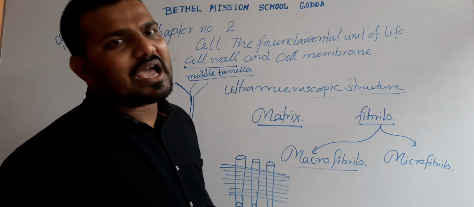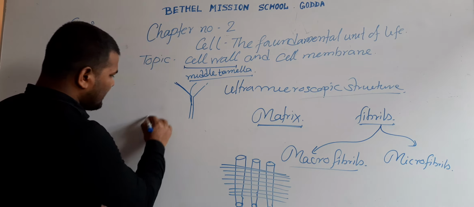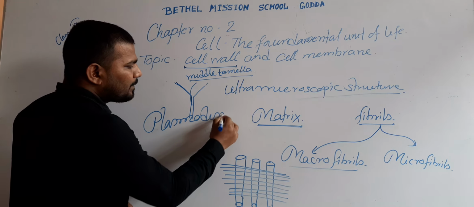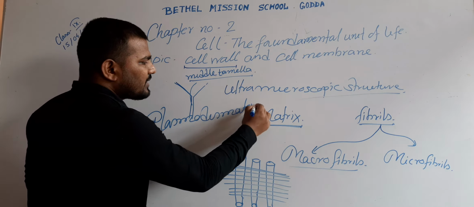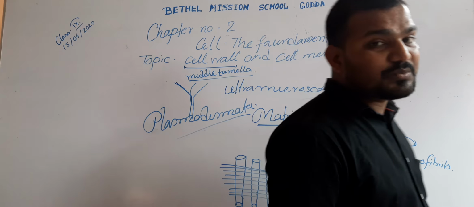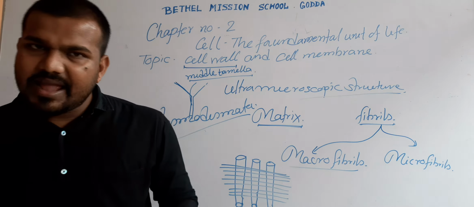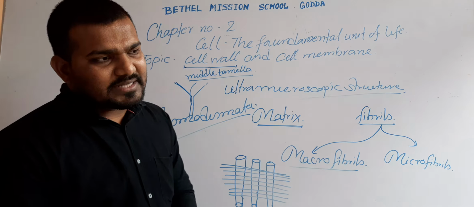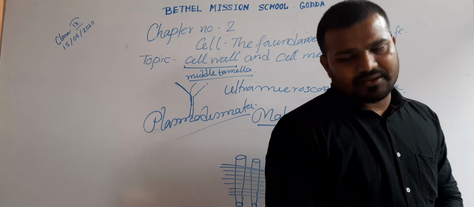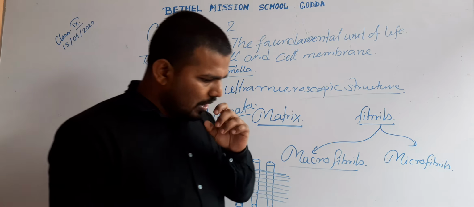Now different pores are present on the cell wall that are known as plasmodesmata. So what is plasmodesmata? Plasmodesmata means the pores present on the cell wall, which create connection between two neighboring cells or regulate the cytoplasmic movement between two cells. Now we are going to discuss the function of cell wall.